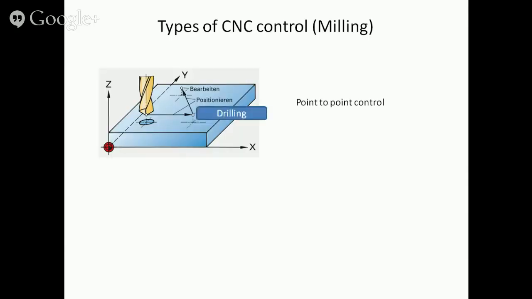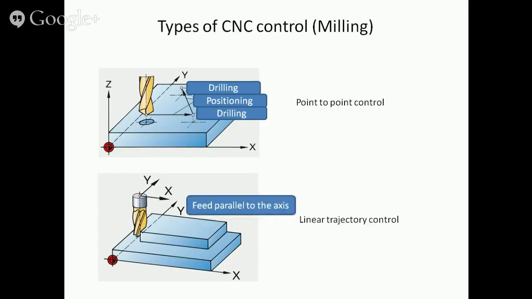As in robotics, there are different types of trajectory control. Point-to-point control is employed only in CNC drilling machines. In linear trajectory control, the feed is only possible parallel to the axis. Only one axis moves at a given time.